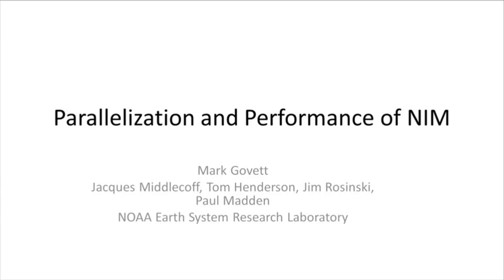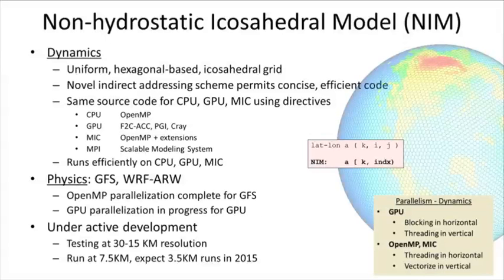Okay, so NOAA Earth System Research Laboratory. Non-hydrostatic NIM, just very briefly, this is a hexagonal icosahedral grid. It maps very well for global domains. In particular, the traditional latitude-longitude models have problems near the pole and have to do all sorts of maneuvering in order to handle instabilities that are happening there. It uses an indirect addressing scheme in the code that permits very concise, compact, efficient performance.